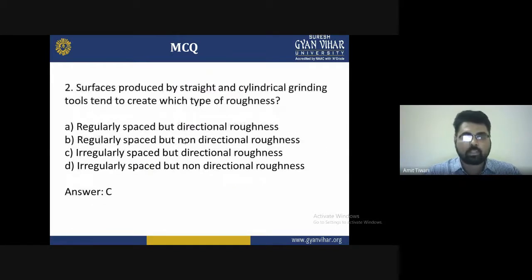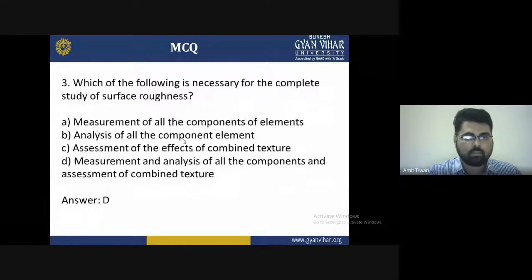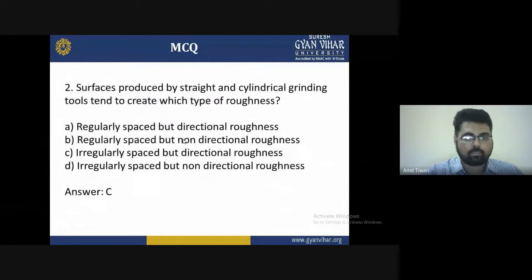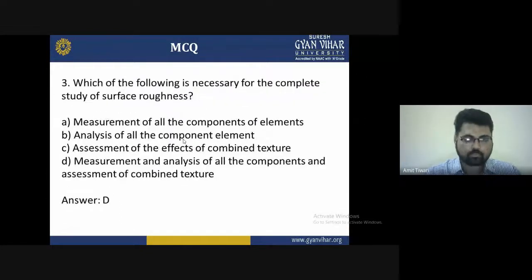Second question: the surface produced by a straight and cylindrical grinding tool tends to create which type of roughness? The options are: A, regularly spaced but directional roughness. B, regularly spaced but non-directional roughness. C, irregularly spaced but directional roughness. And D, irregularly spaced but non-directional roughness. The correct answer is C, irregularly spaced but directional roughness.